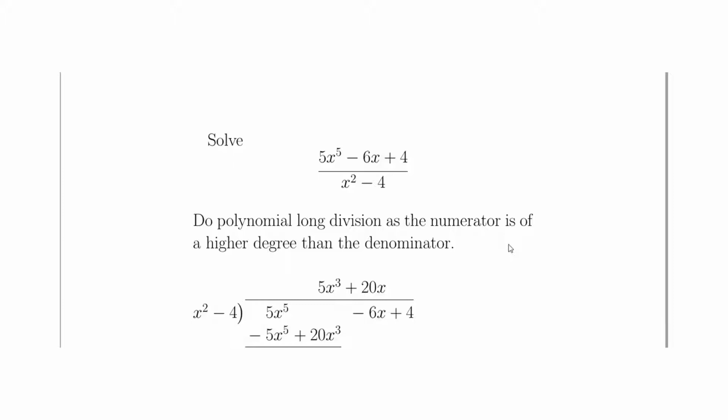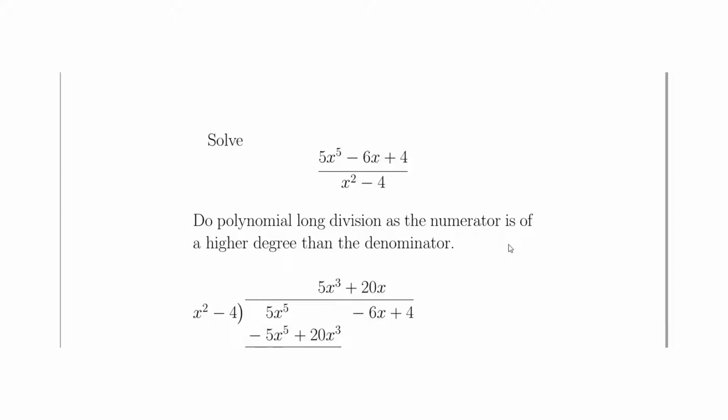Basically 5x to the 5, that's the first term. And what we're going to divide by is x squared. That's the first term there. So these are the two terms we're only interested in at the moment. The minus 4, the minus 6x, and the plus 4, we come to that in a little bit.